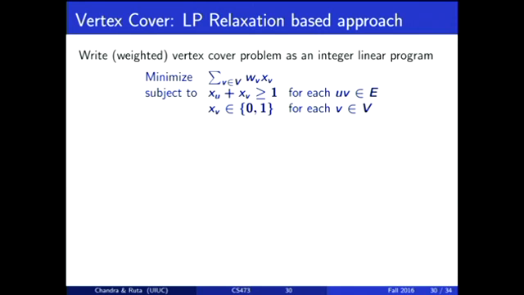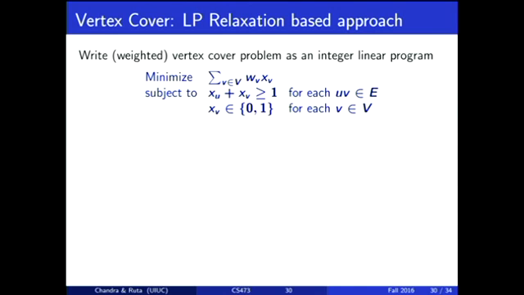You can do the weight divided by degree. That's the bang for buck. If I pick this, I'll cover this many edges, and you try to minimize that. So you can do weight divided by degree and you can prove that the analysis still goes through. But the matching algorithm doesn't have a nice weighted version if you don't think about it very carefully.